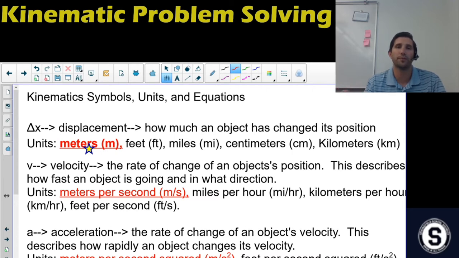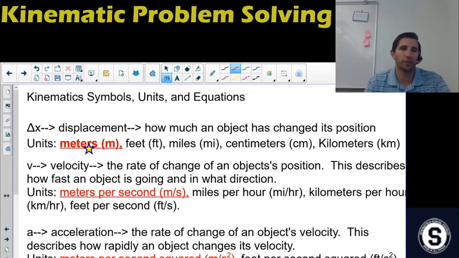Because a lot of times where students have their troubles is understanding how to set up the problem, and that's because they don't have a really firm grasp on knowing what those symbols stand for and how to put them into an equation. All right, it's not usually the math that's the problem, it's the setup of the problem.